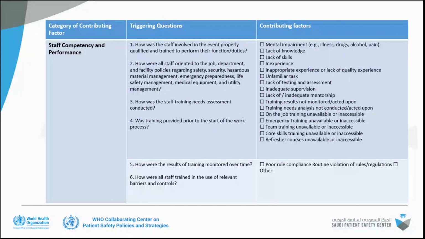We all know that prior to letting the healthcare provider start their work, they have to have a brief assessment, brief training, how to work in that area, to know the policy, to know the protocols. So if we know that the staff was not trained properly, now we will focus on training that staff.